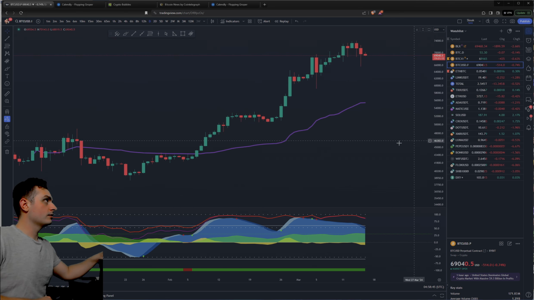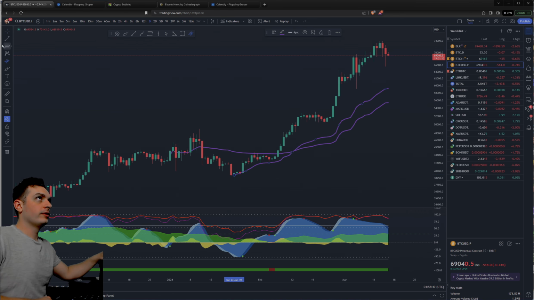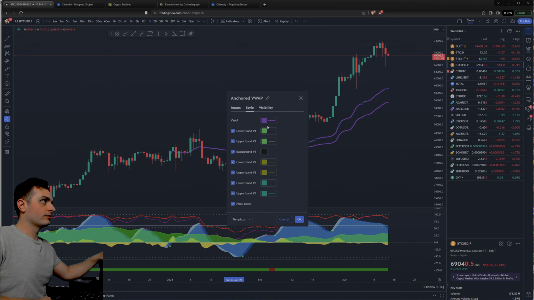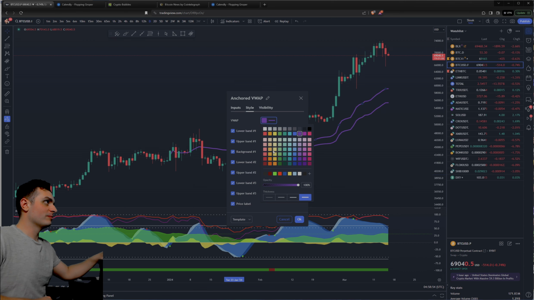Now, the second anchor is going to go at the January low. And this one we're going to do brown, because that's just what the people on the stream wanted me to do. They wanted me to make this brown earlier today. So we're going to make this the brown anchor here.